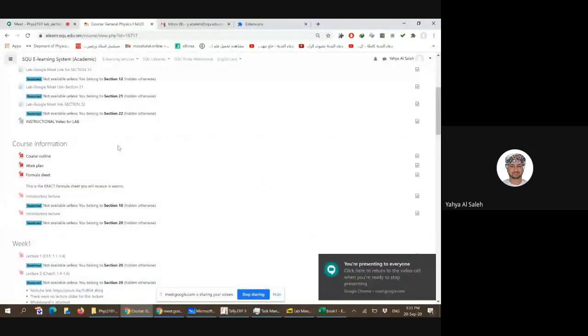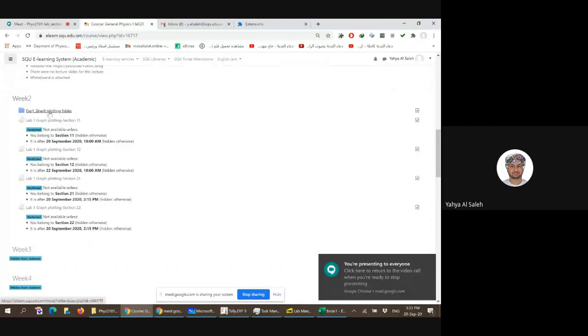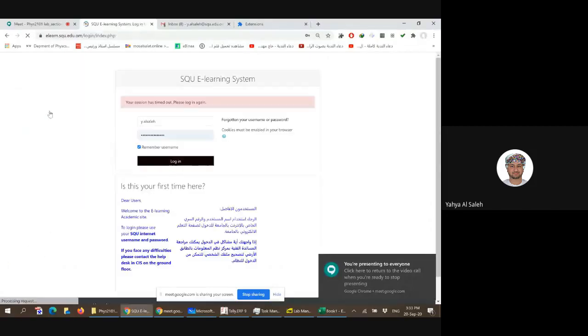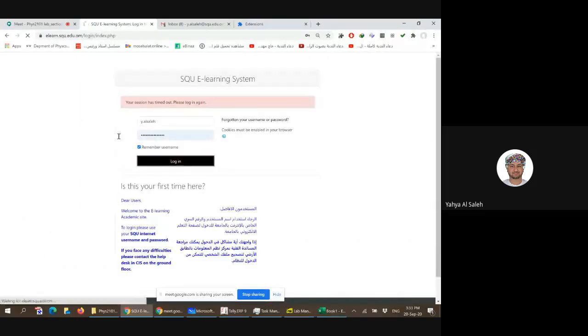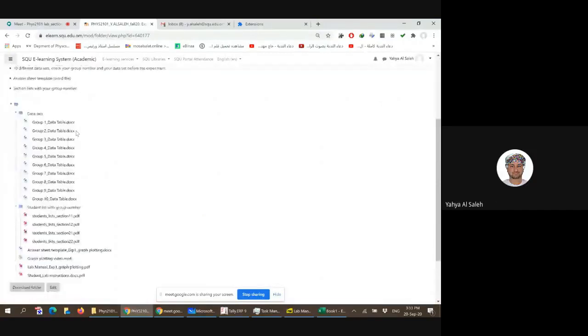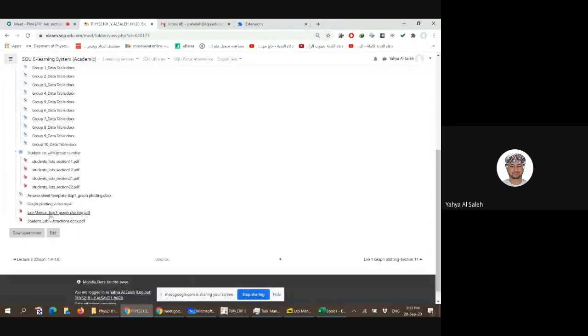So if you go on Moodle, you go to this folder, graph plotting folder. Okay, you go to the graph plotting folder and you click on lab manual and you start reading from page 4 onward.